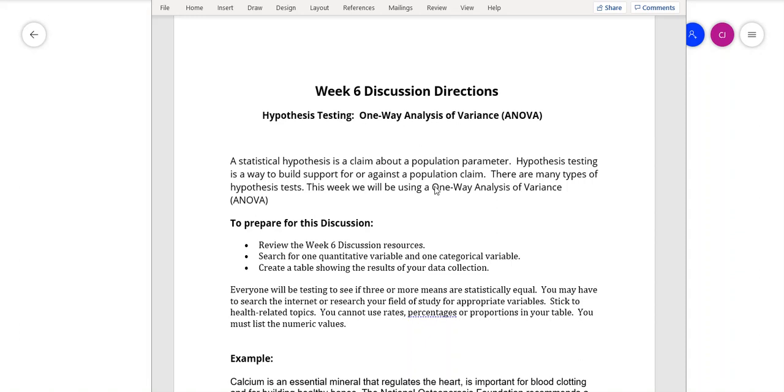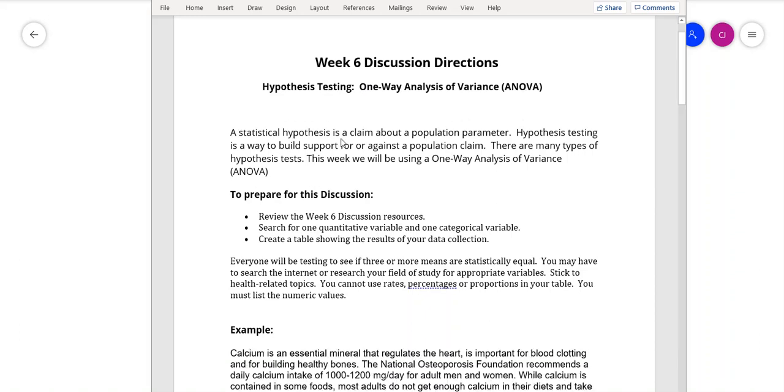We want to talk about the week 6 discussion, and it is on hypothesis testing. We've been doing a lot of hypothesis testing, and that is a large part of statistics, but it's not the only thing that you do in statistics. Again, in an elementary course, it does make up a large part of the course. In this particular hypothesis test, we're going to do the one-way analysis of variance.